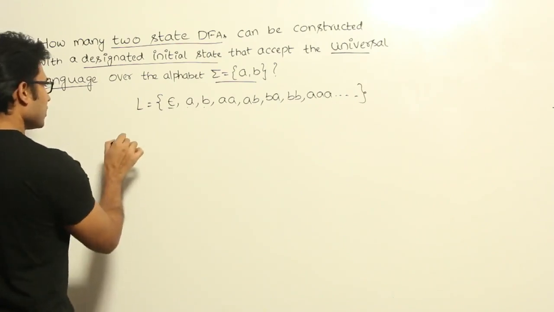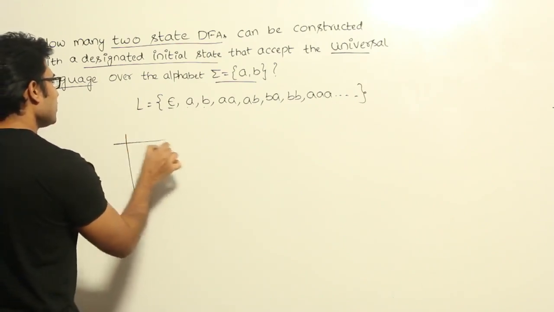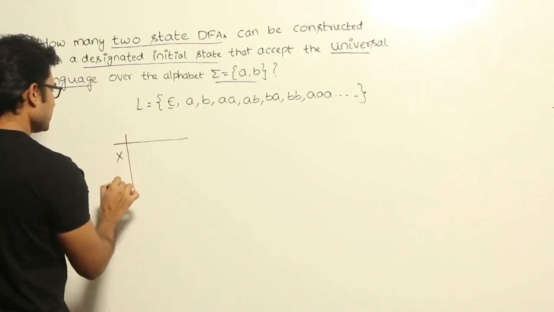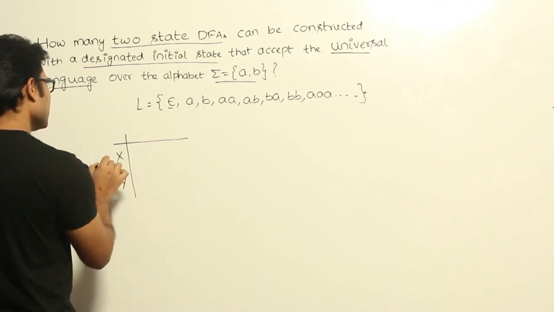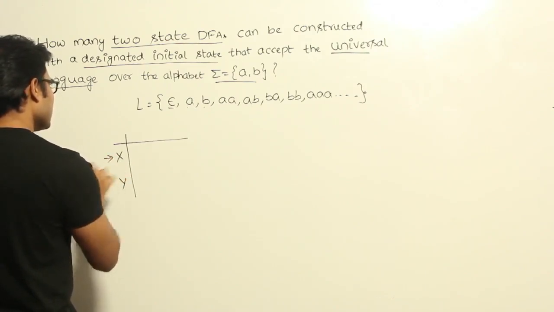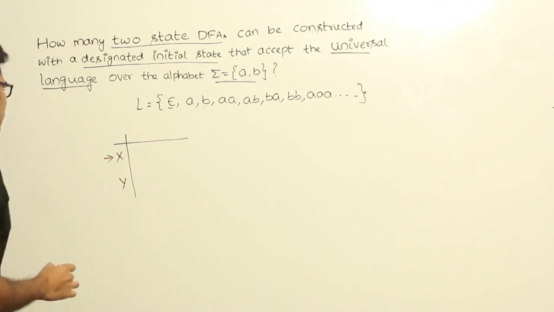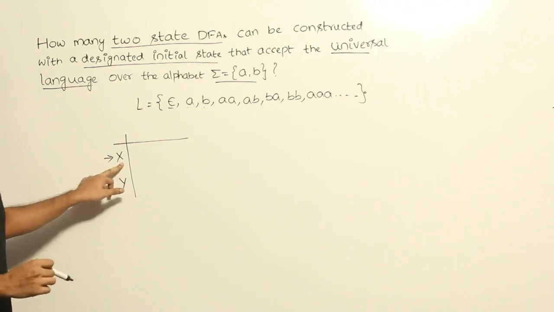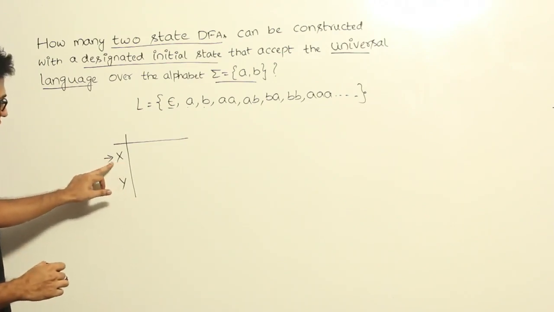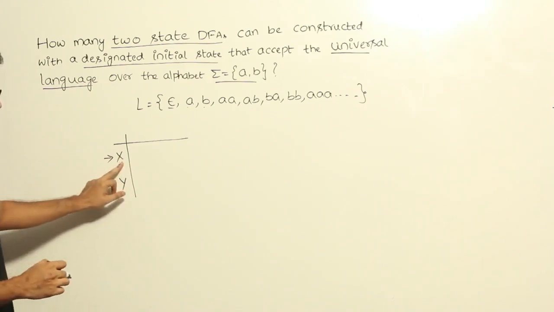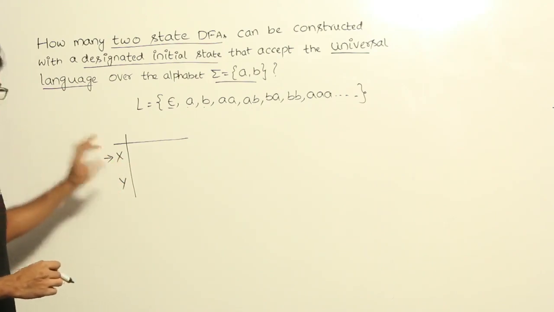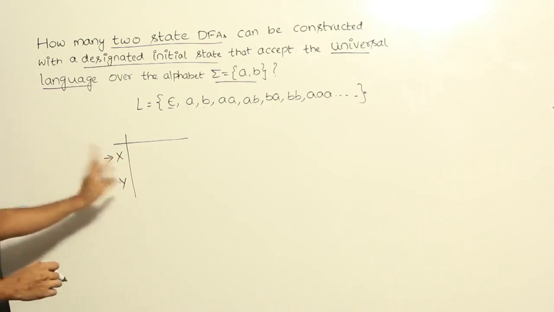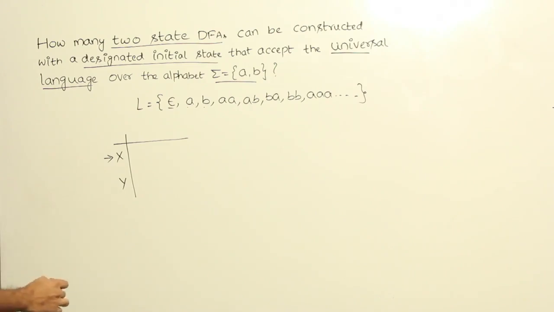So let's try to draw the basic skeleton here. Two states are given, let us assume that they are x and y, and one state is designated as the initial state. If you had chosen x to be the initial state, you are not supposed to later change it to y. It has to be only one state and it has to be fixed. So let's fix the initial state as x.